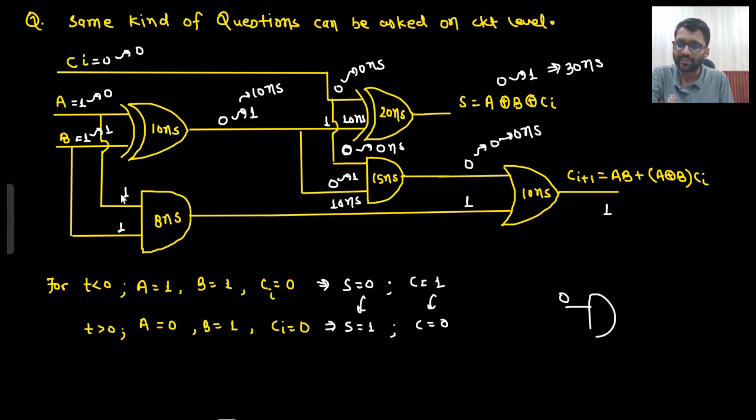What about this one? This has become 0, right? This has become 0 and this has become 1. So A has become 0 and B has become 1. So this output has changed. Both changed at t equals 0 nanosecond. So 0 plus 8, this will take 8 nanosecond. So this one is stable at 0 nanosecond, but this one is stable after 8 nanosecond.